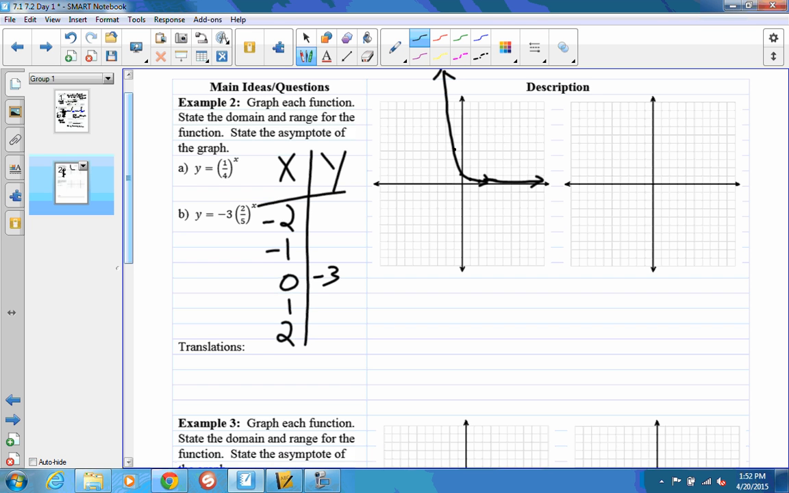You plugged in. Right. Times -3 is negative. Okay.